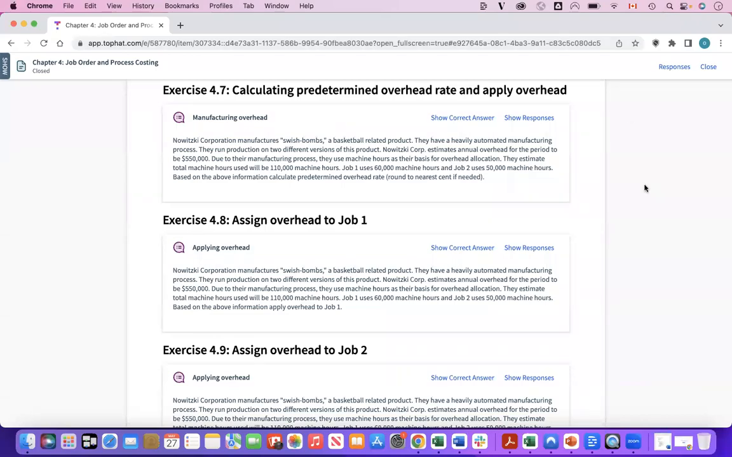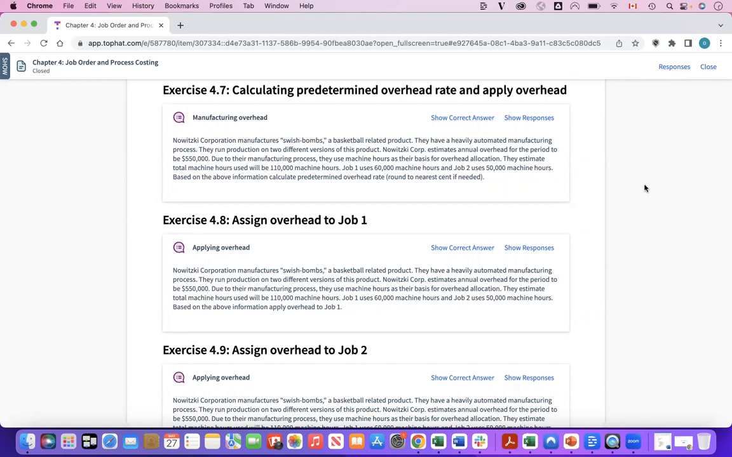All right, we're going to look at exercises 4.7 through 4.9 because they're based off of the same quantitative information, question stem. What we're doing here is starting to determine the predetermined overhead rate and apply overhead to specific jobs. So really getting into the meat of a job order costing process. Remember, a job order costing system is all predicated on the fact that we are going to apply costs, and specifically overhead, to individual jobs using, in this case, a predetermined overhead rate.